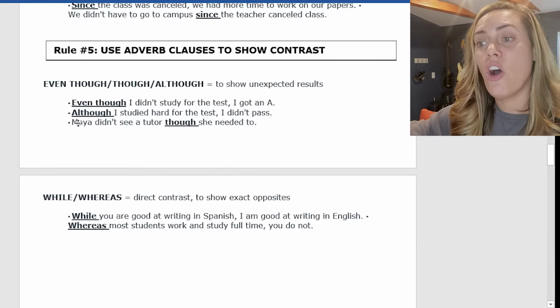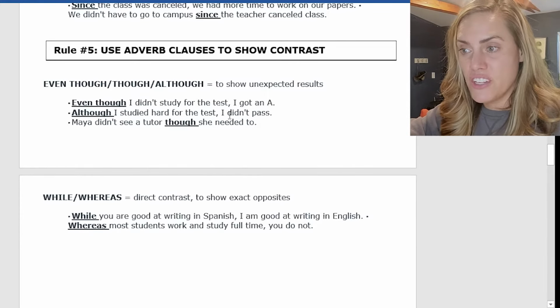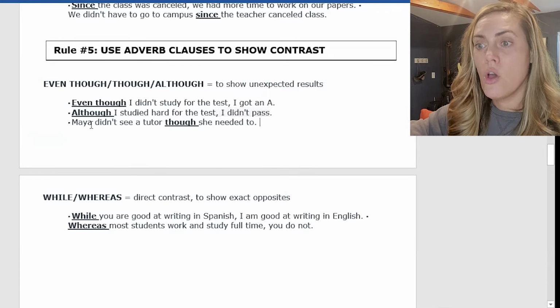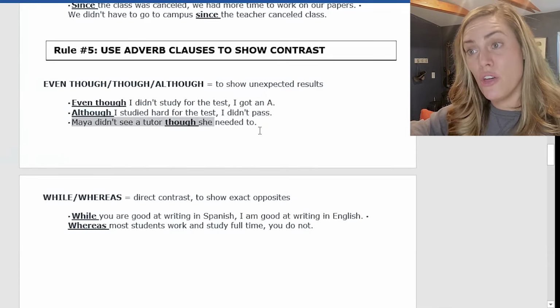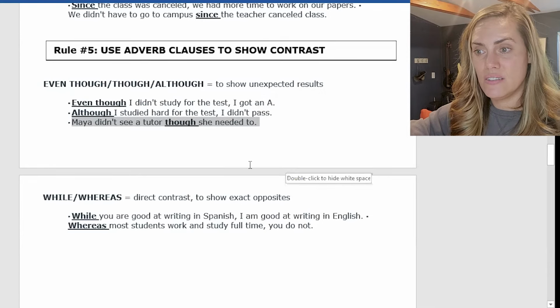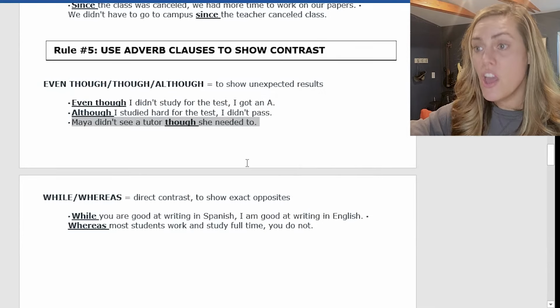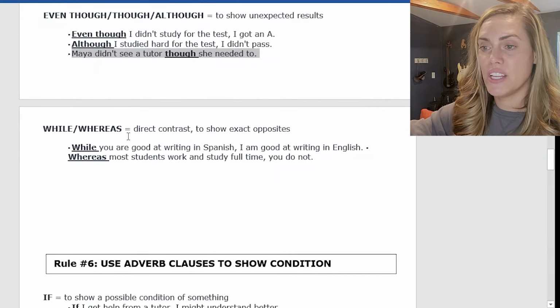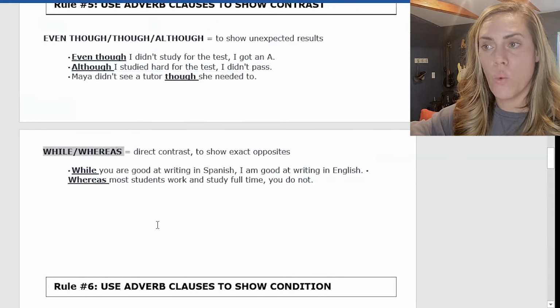Okay, or you could say, although I studied hard for the test, I didn't pass. That's also unexpected. Maya didn't see a tutor, though she needed to. She needed to, but she didn't see one. So that's unexpected. You can also show the opposite relationship or contrasting relationship with while and whereas.